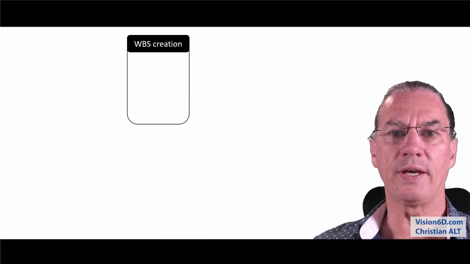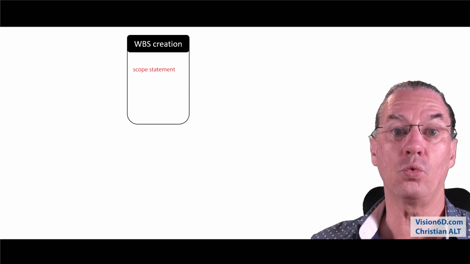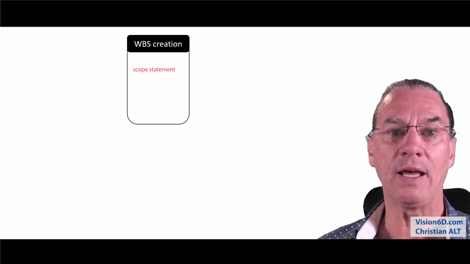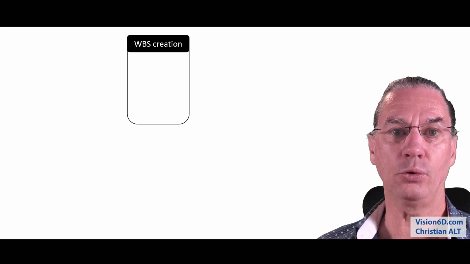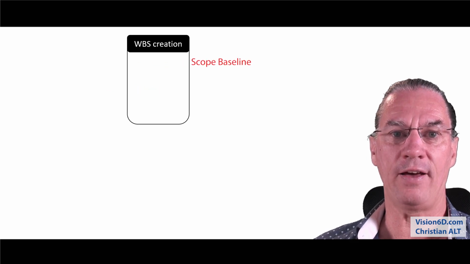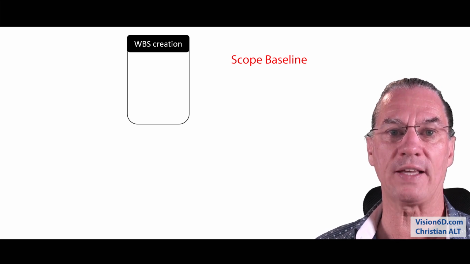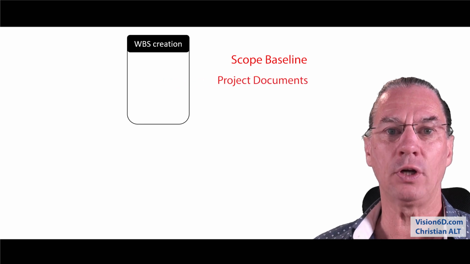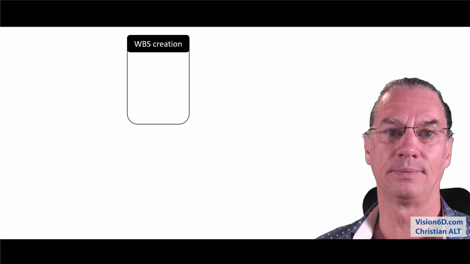So the WBS process has itself as input the scope statement, which defines the what of what is needed in this project, and the requirement documentation. As output, we'll have a baseline of the scope that will be used as a reference in the project, and we'll have several project documents that will be updated.